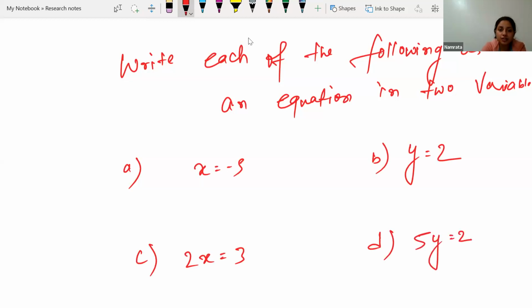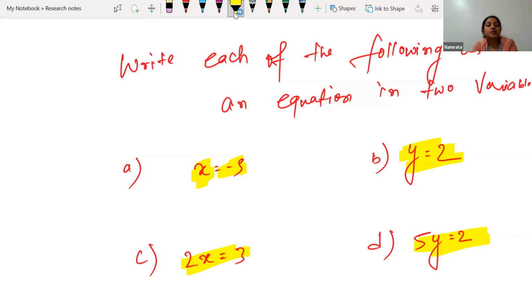Here in each question, you can see x equals minus 5 is a linear equation in one variable. Why equation? Because there is an equality sign. Why linear? Because the highest power is 1. Why one variable? Because I can see only one type of variable over here. So the name is linear equation in one variable. The next one is also a linear equation in one variable, and so are the next one and the last one.